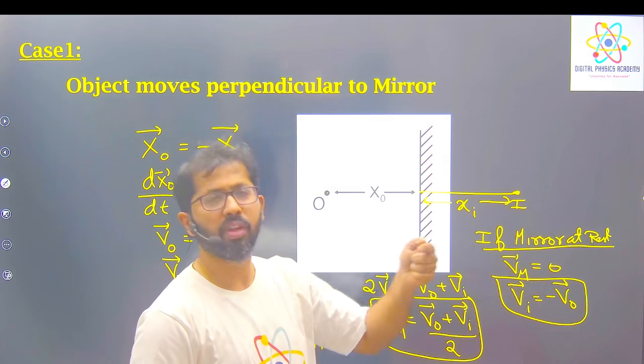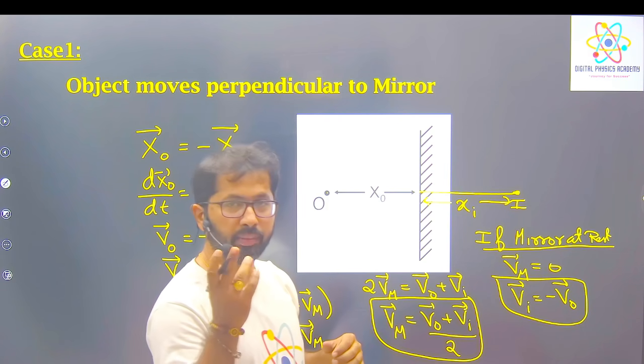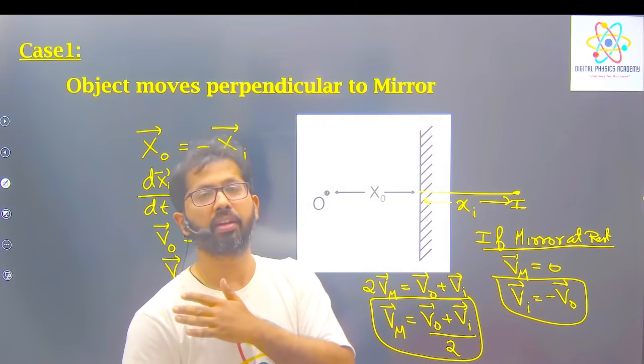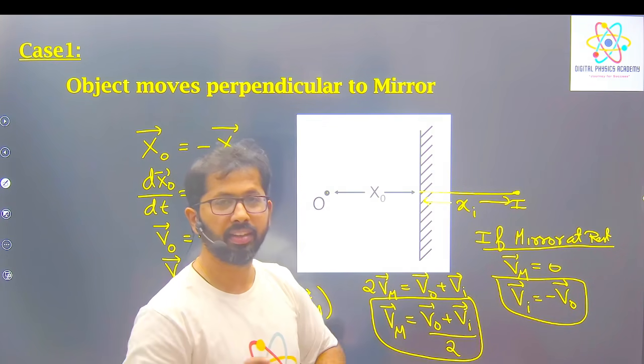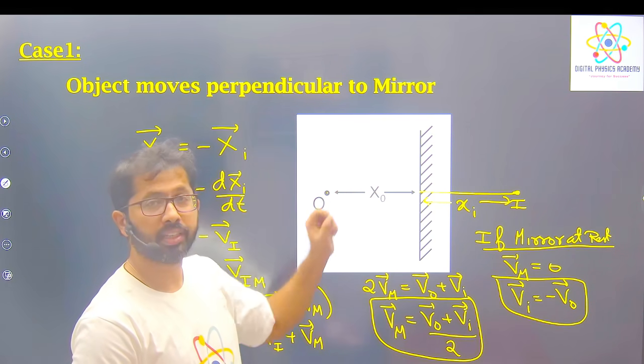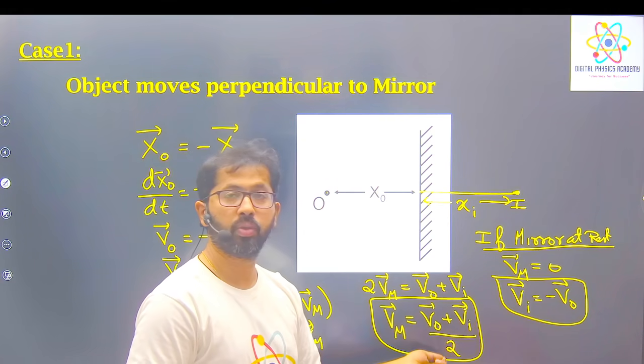The image also will move with 2 meters per second only, right? Anytime you observe that you are moving with 2 meters per second, will the mirror come at 5 meters per second and say hi to you from outside? No, right? It will go with the same speed. But the mirror should be at rest. If mirror is moving, we have to use this formula, (VO plus VI) by 2, right?